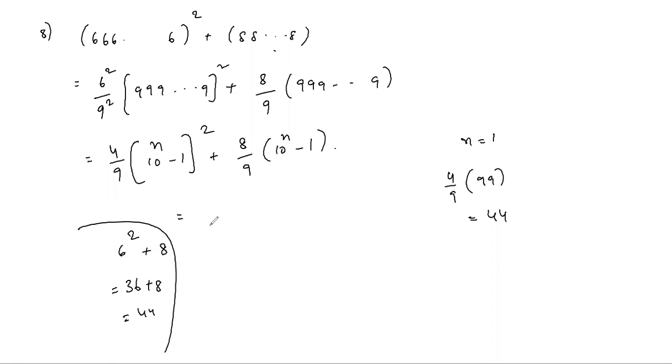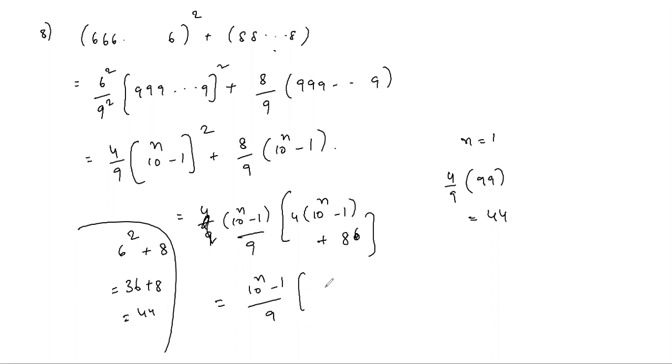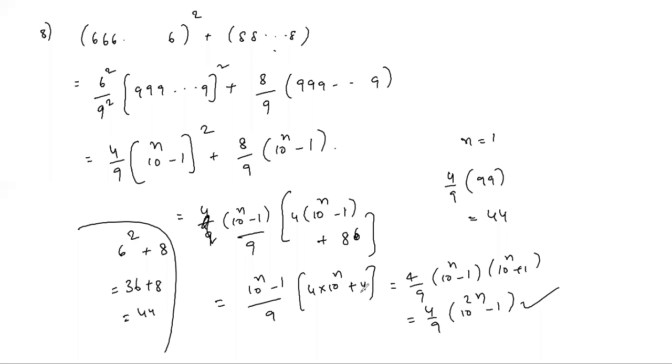So further we simplify, what you get? 4 by 9. 1 10 power n common. 9 also common. 4 into 10 power n minus 1 plus 8 into only 8. Yes, correct. We get the second option. 10 power n minus 1 by 9 into 4 into 10 power n. Minus 4 plus 8 is plus 4. Now you take 4 common. 4 by 9 into first one 10 power n minus 1, second one 10 power n plus 1. So 4 by 9 into 10 power 2n minus 1. Without a whole square only.